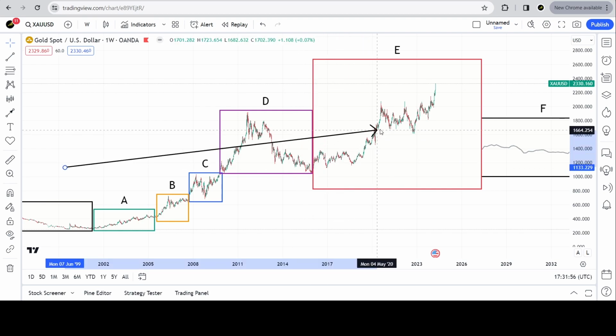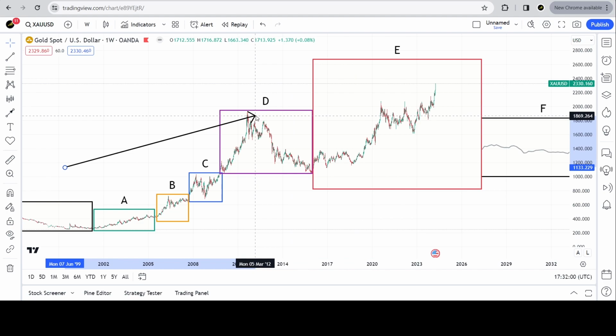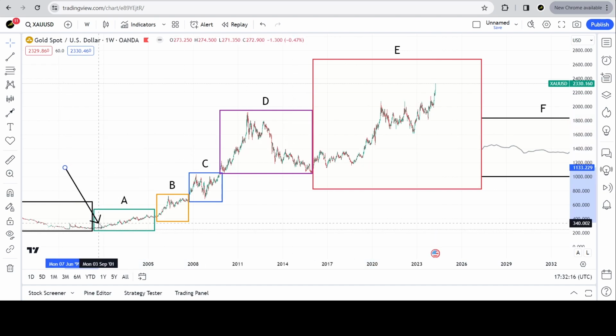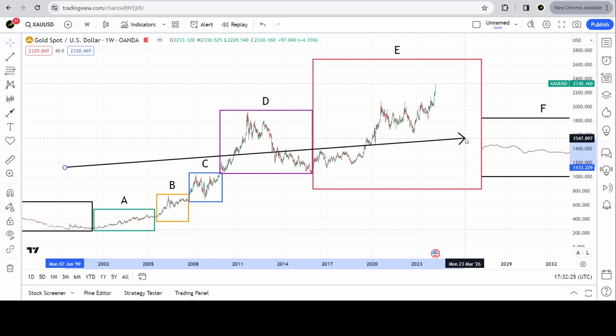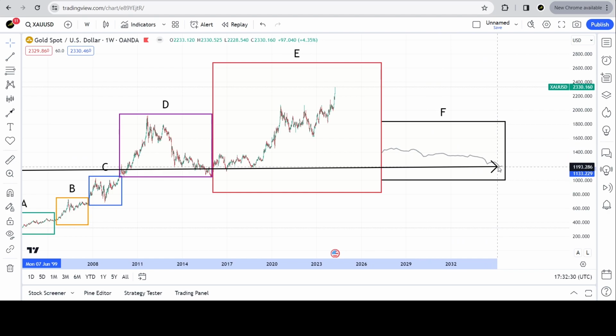So what does E do? E comes to a peak. Sometimes D is higher, but usually it is E that is the higher point. So do not let anyone convince you that this is the beginning of this. We are not here, folks. We are in structure E. Structure E is the topping structure. Eventually, it will move down into F. Now, I don't know if F is going to play out exactly like this.